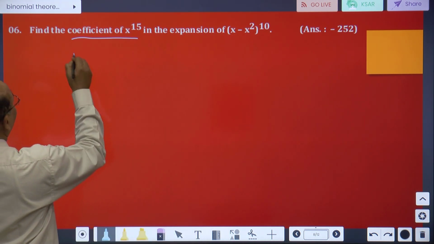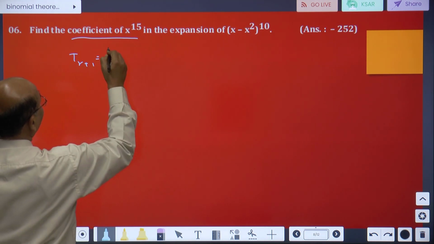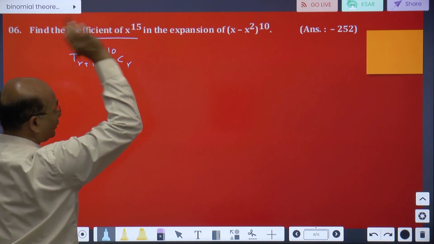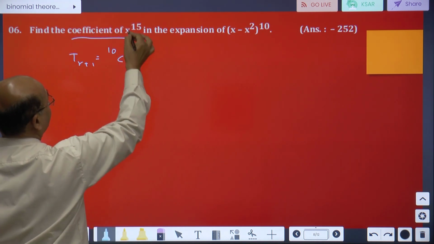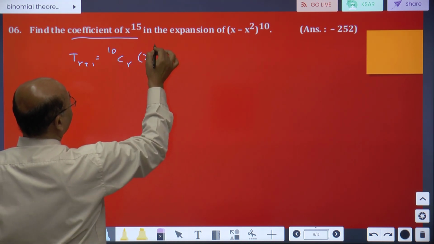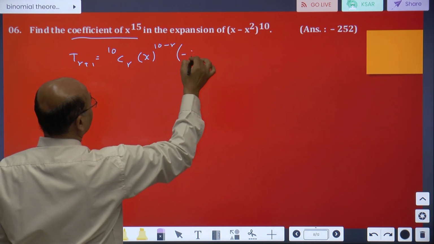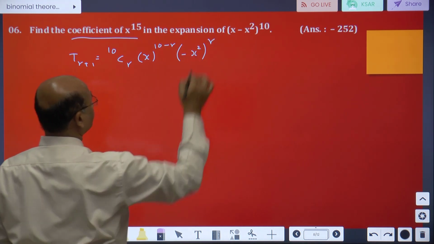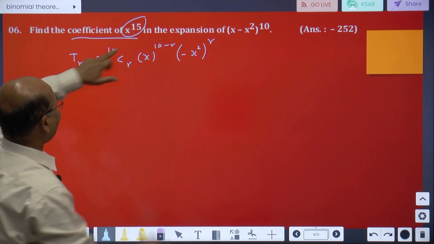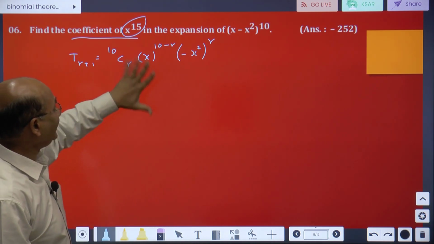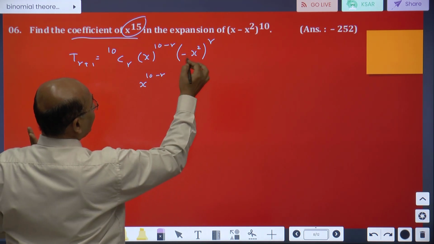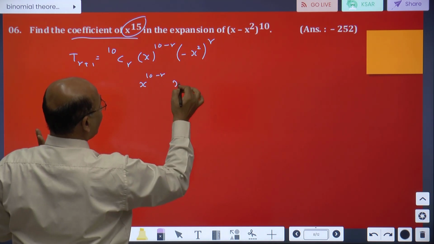So T(r+1) will be nCr. I don't know what r is. I will talk about this coefficient of x raised to 15 later on. First you find r for which this will become 15. Okay, it becomes easier. So nCr, first term raised to 10 minus r, second term raised to r. Now what should be the value of r so that we get x raised to 15? So look at the x term first. So x raised to 10 minus r, and forget about this minus sign, x raised to 2r.